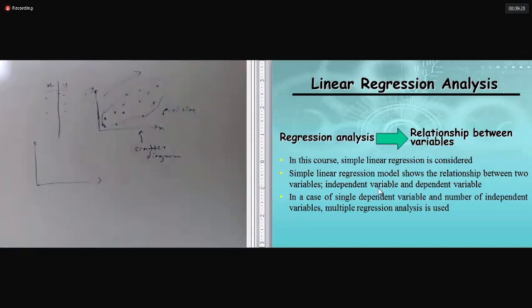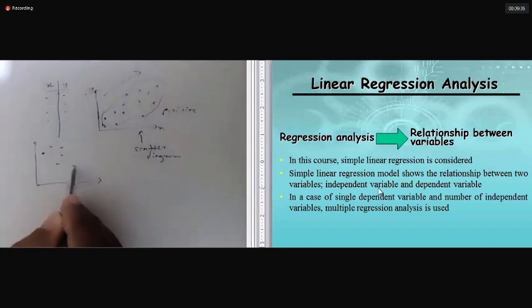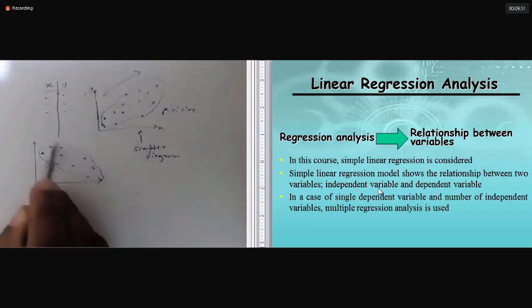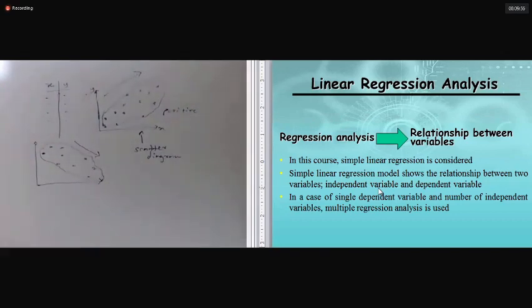We call it a scatter diagram. So we just plot the values. Sometimes when we plot, we can see this type of relationship. When the value of variable x increases, the value of variable y decreases. So we can see a decreasing relationship here. We call it a negative relationship.